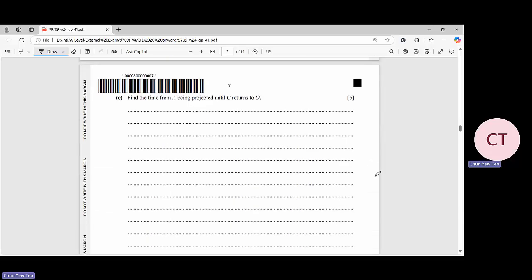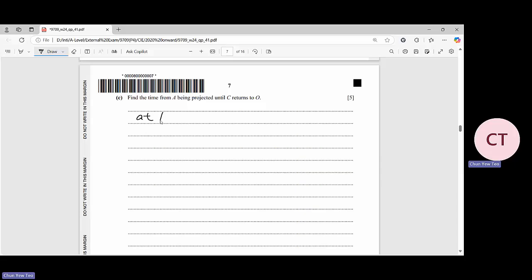Find the time from A being projected until C returns to O. A and B are projected at the same spot. But 3.5 seconds later, they collide and then they coalesce. So we need to know the velocity of A and the velocity of B before they collide, when they collide.